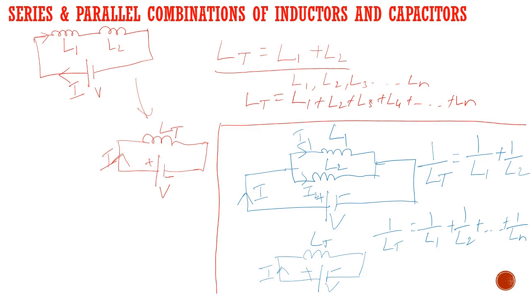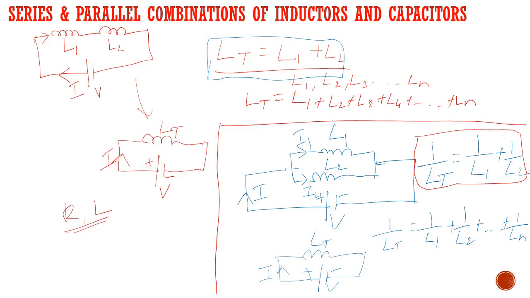By observing these two formulas, you can clearly see these two formulas are very much similar to the resistance. So that's why the properties of resistors and inductors are very similar. In series and parallel combinations, the properties will be very similar. Then what will be the capacitor? We will see now.